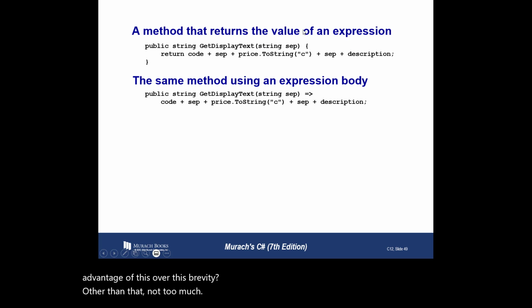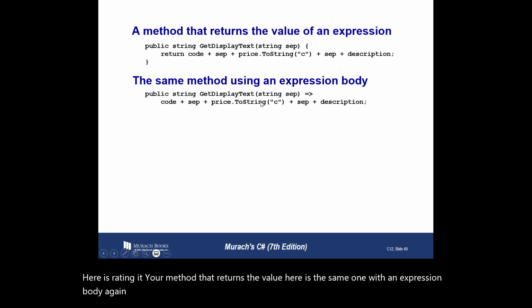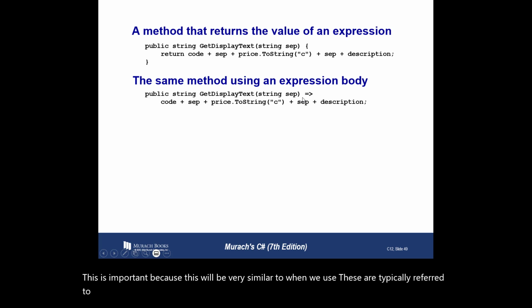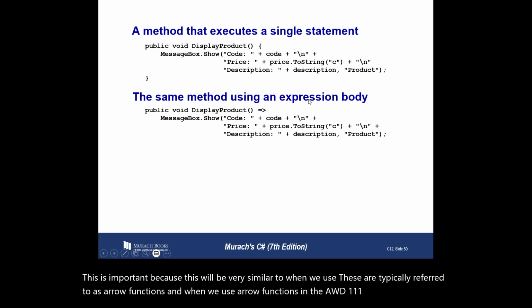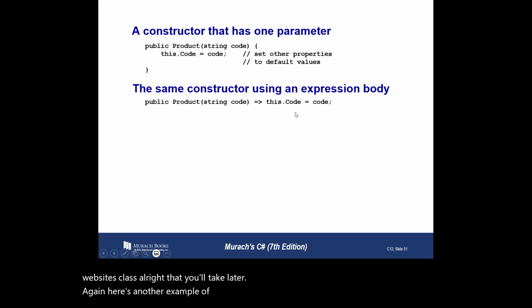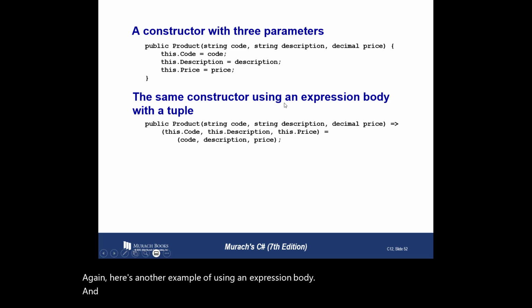Here is a method that returns the value. Here's the same one with an expression body again. So there's no return. This is important because this will be very similar to when we use these. These are typically referred to as arrow functions, and we'll use arrow functions in the AWD1100 data-driven websites class that you'll take later. Again, here's another example of using an expression body, and another one.